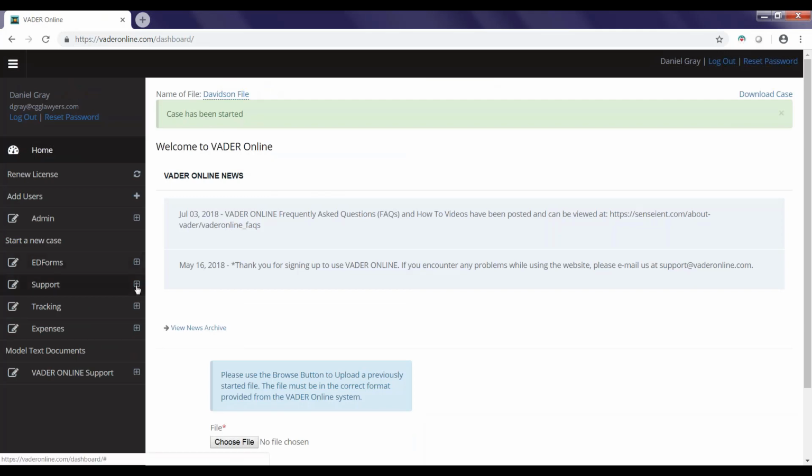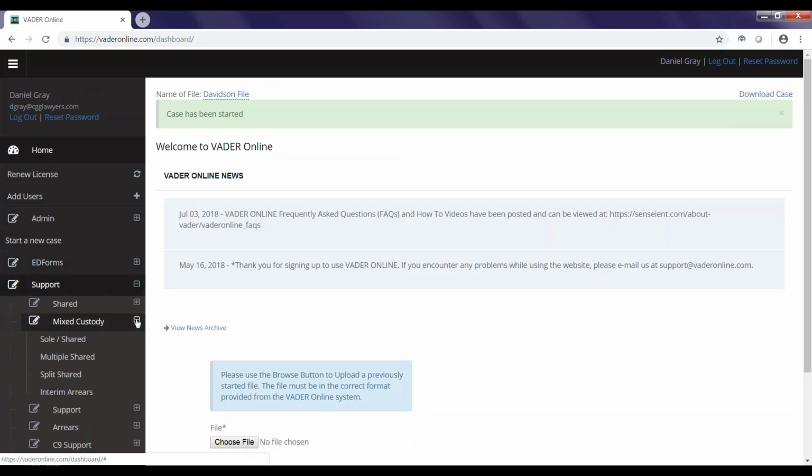To get to the mixed custody guidelines, I'm going to click Support and Mixed Custody. And let's start off with the sole shared guideline. So, Dan, what are the new mixed custody guidelines?